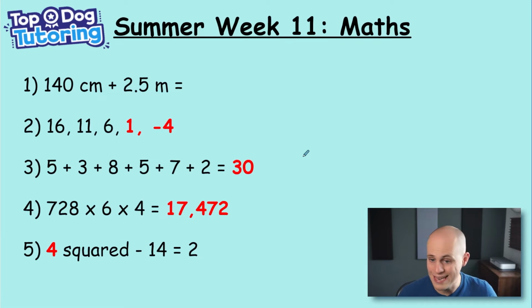Notice number 2 went into negative numbers because we're subtracting 5 each time. Number 3, you should be looking for number bonds to 10 just to speed up the adding process. Number 4, nice and procedural. Make sure you get your numbers and your times tables right. And number 5 relies on your knowledge of square numbers.